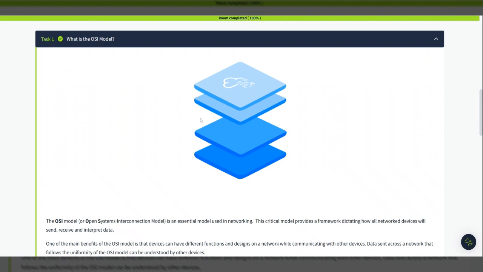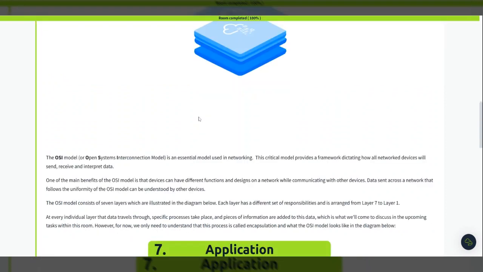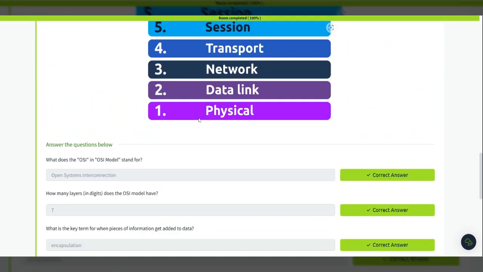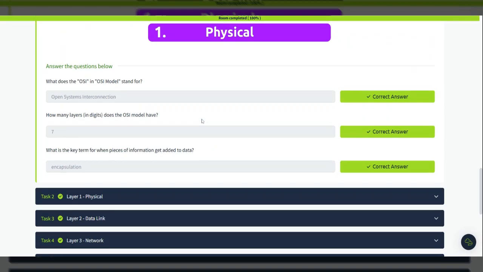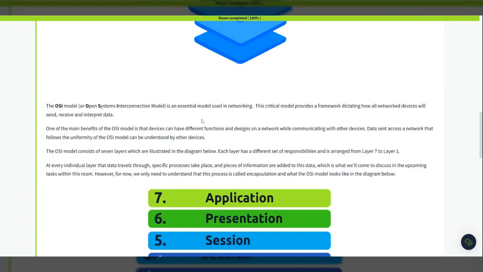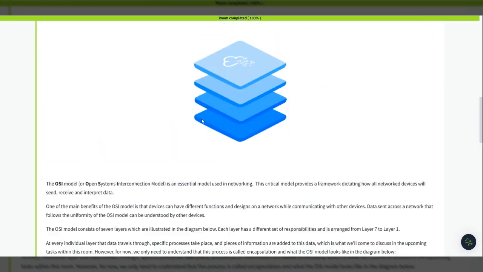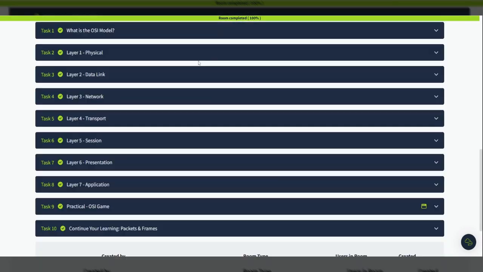I just used the video to follow along all the tasks, and it made it pretty simple. So the first task, what is the OSI model? I just did the read-in, and then I was able to answer the questions. And it just gave me an overview of what the OSI model is, or the Open Systems Interconnection Model.